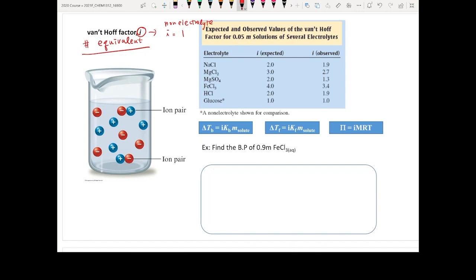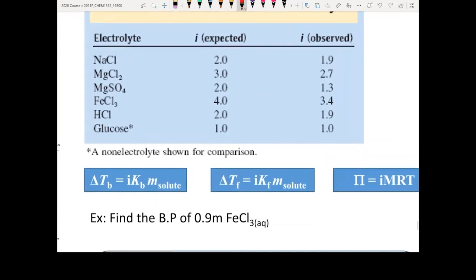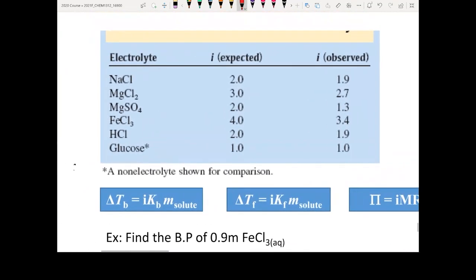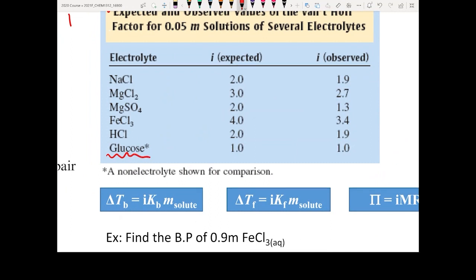If you look at this table, it will give you a better idea. Glucose is not a salt, not an acid, not a base. It's just a molecule, and once it dissolves in water, it does not generate ionic species. So we call glucose a non-electrolyte. If it is a non-electrolyte, then its Van Hoff factor is going to equal 1.